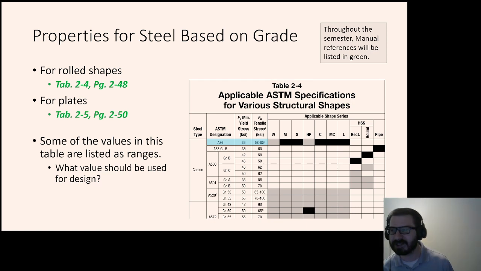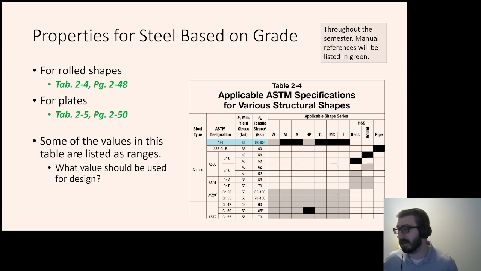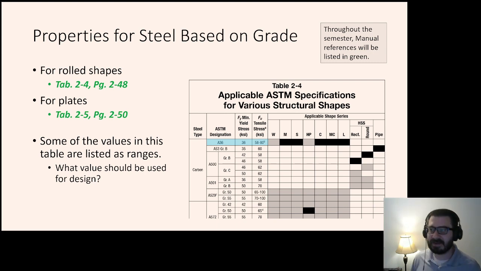Think if I assumed 80, or even if I assumed the average, what if I tested that piece of steel and it actually produced a tensile stress of 58 KSI? If I used the average or the maximum for that design, I would probably have an unsafe design because I would be assuming a stress that's larger than what the steel can actually experience.